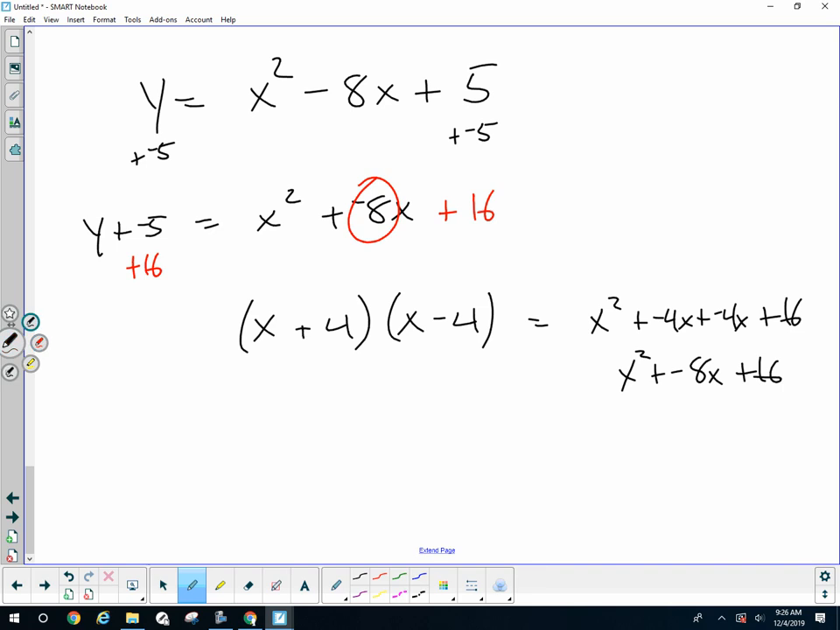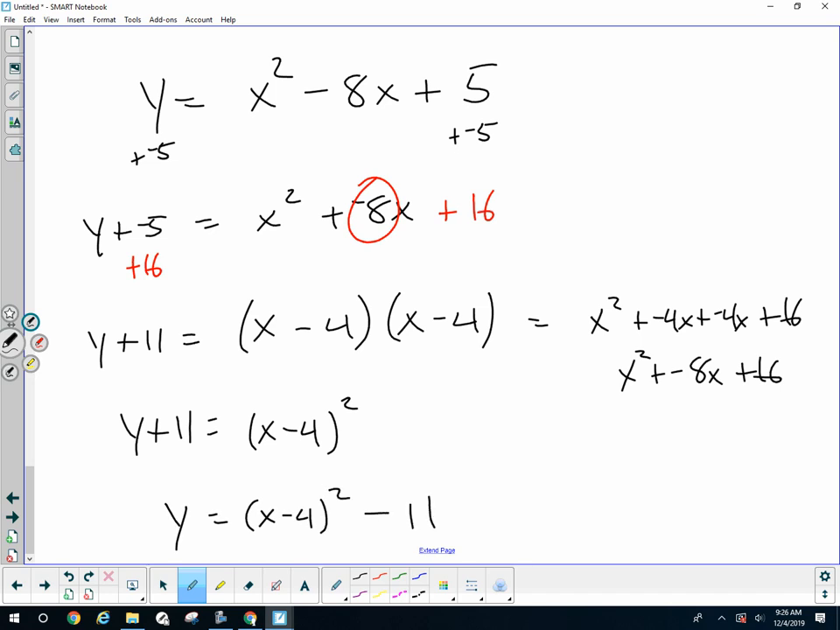I have x plus -4 or x minus 4 and x minus 4, which is x minus 4 squared. Over here on the left side, I'll have 16 minus 5, which is 11, positive 11. So I have y plus 11 equals x minus 4 squared. Subtract 11, y equals x minus 4 squared minus 11. Like the last step you might want to write down is to just move this number back over so we have vertex form, and we can see our vertex in this situation is at positive 4, negative 11.